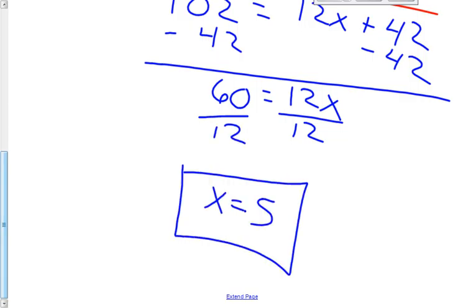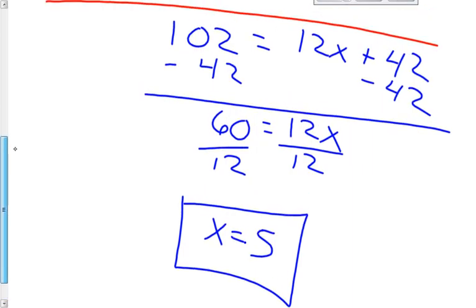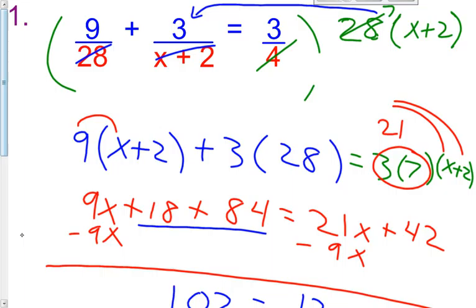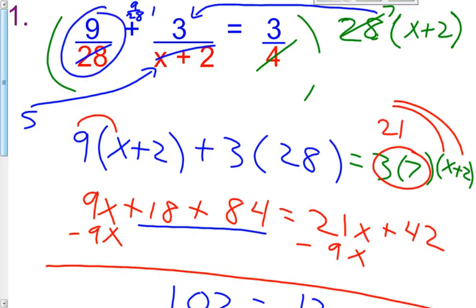Here's what I'm looking for. In class, I'm not going to require you, but if you wanted to, you could check your work on every single one of these. X equals 5. So if x equals 5, we can put 5 in there. And then we could take 9/28 plus 3 over 5 plus 2, which is 3 over 7. If we took 9/28 plus 3 sevenths, we would get an answer of 3/4. You can check your work with every single one of these.